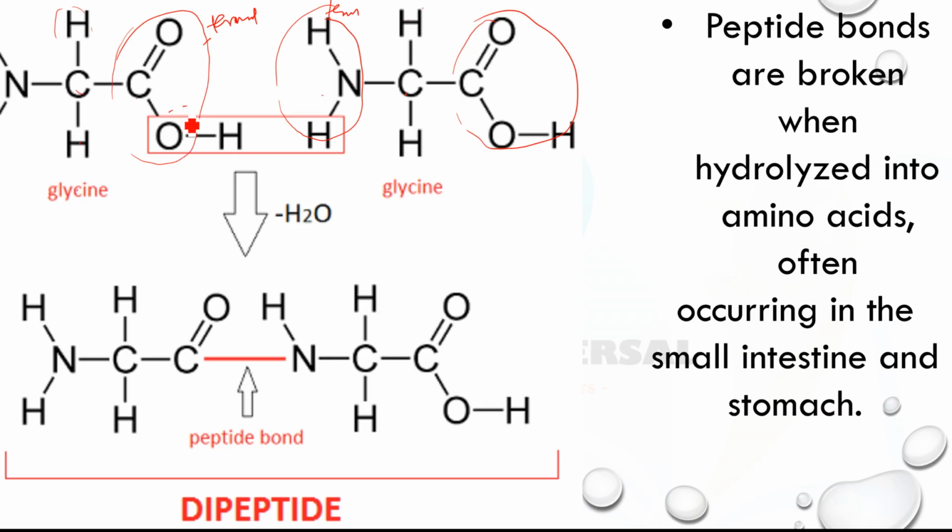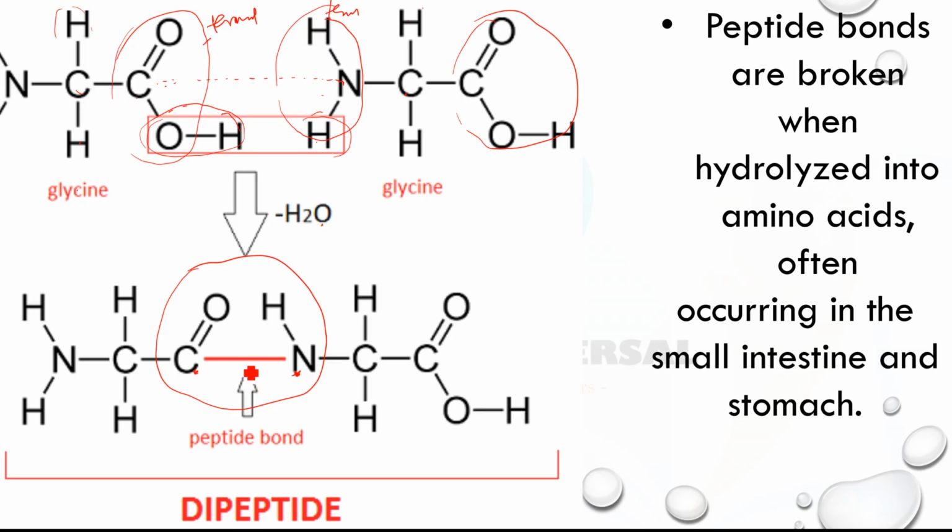So you can see that the OH of this terminal carboxylic group reacts with the hydrogen of the terminal amine group to form water. See that? And then the peptide bond is formed between this carbon here and the nitrogen. Can you see? So this is the peptide bond. So all of these are involved in the formation of the peptide bond. It's formed between this carbon and this nitrogen. So that's the peptide bond, guys.